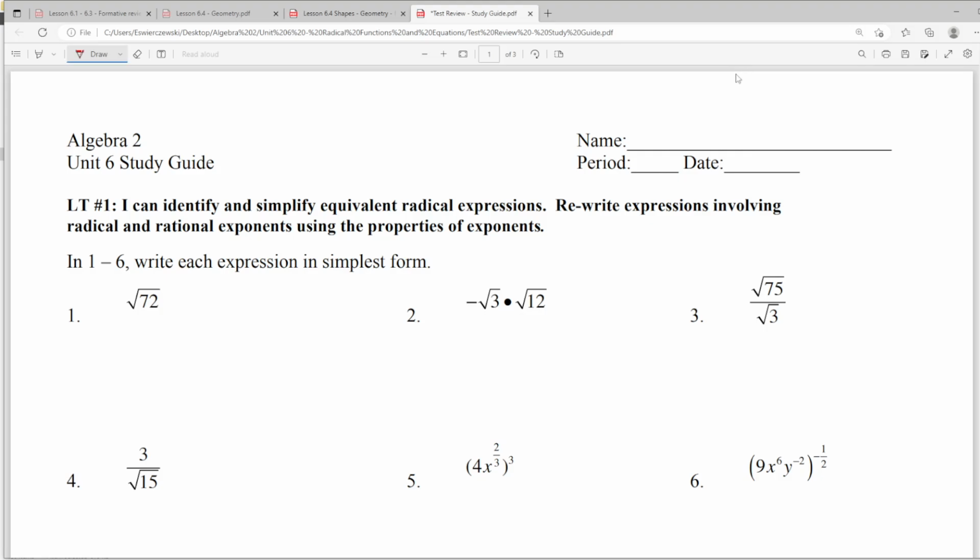In today's video, we're going to be doing our study guide for the Unit 6 test. It says, rewrite each expression in simplest form. We're rewriting radicals.